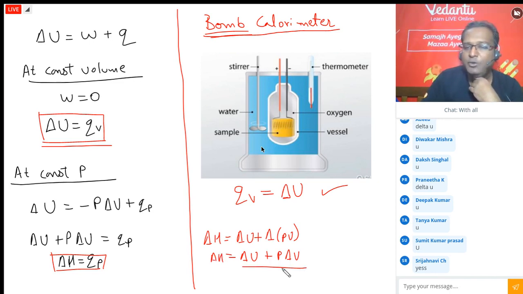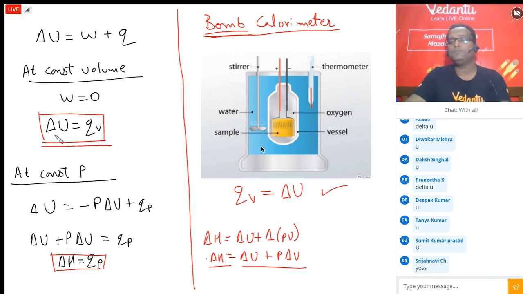So I substituted this value on the left hand side. So heat liberated during a constant pressure process is basically the enthalpy change of the process. Heat liberated during a constant volume process is basically equal to the internal energy change of the process.